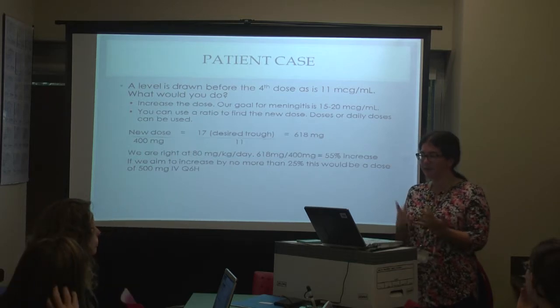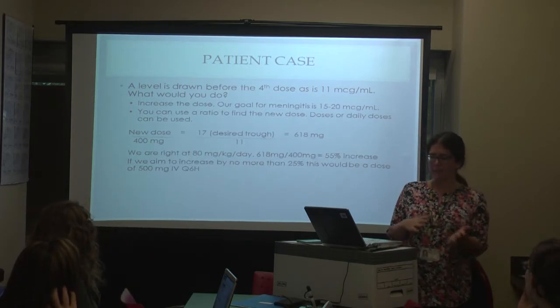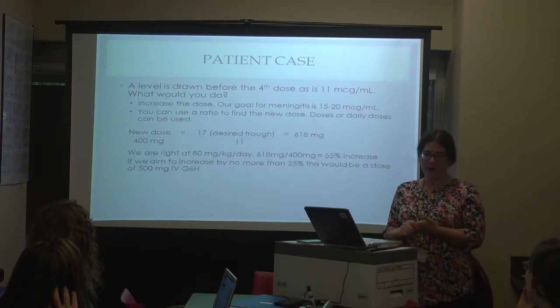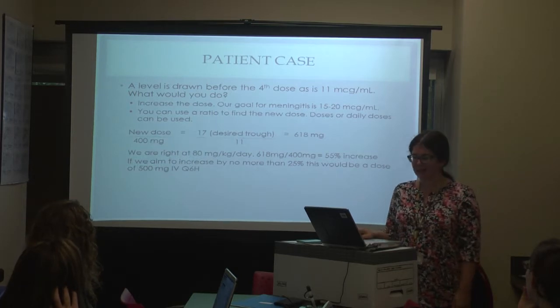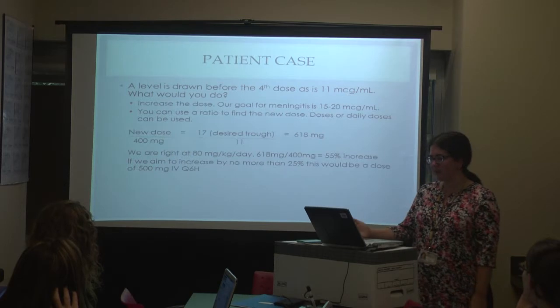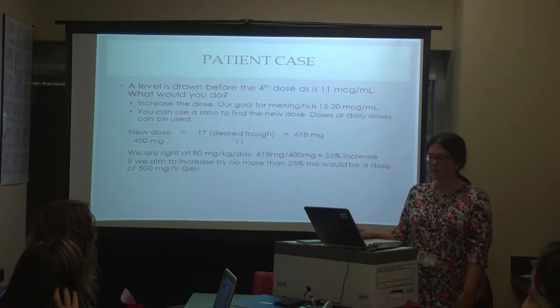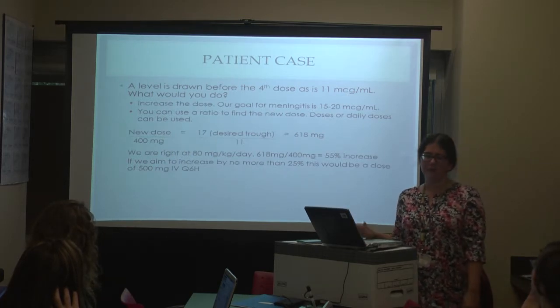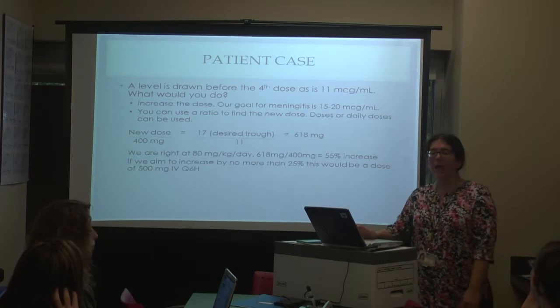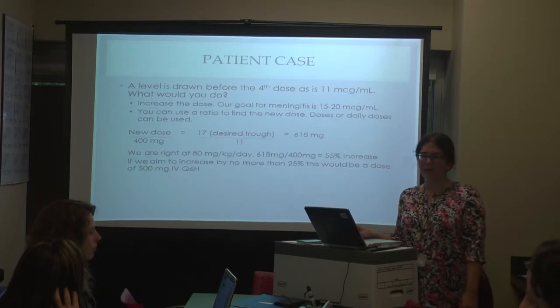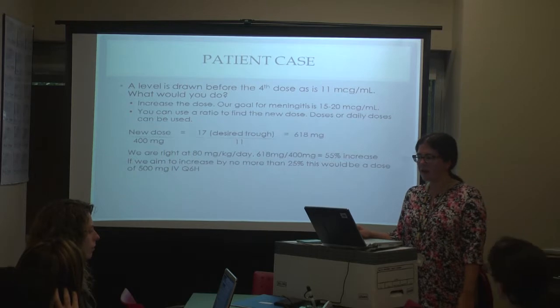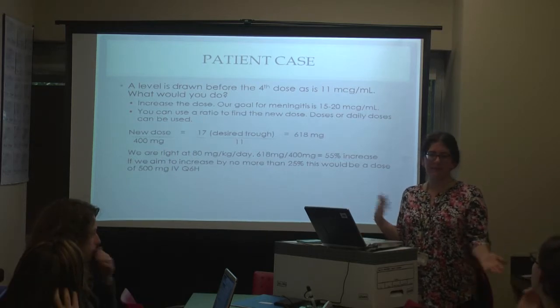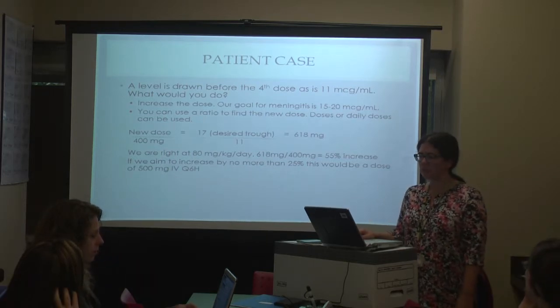So would we increase by 50 or would we increase by 15 and 25%? I think that's a gray area, like a lot of the kinetics is. So in this case, I kind of played around with the numbers and I thought, well, if we increase it to 500 milligrams Q6, it would be 25%. And maybe that's what I would do. However, that doesn't mean that that's the only answer, and certainly you could be justified going all the way up to 50% increases and all the way down to 15% as well.